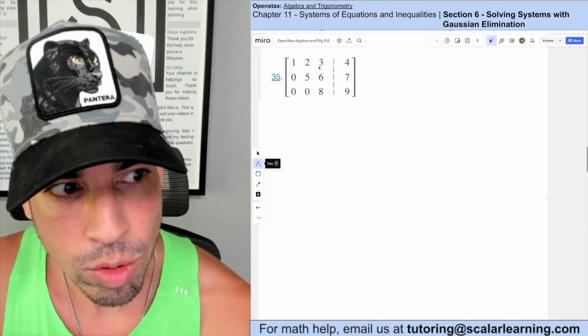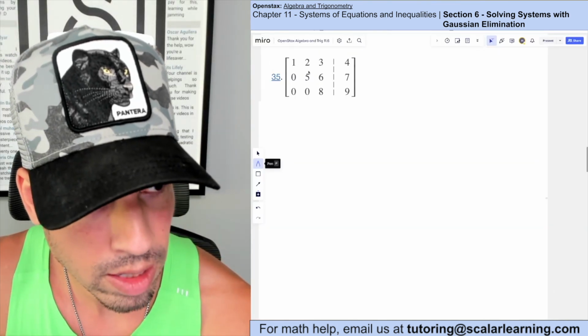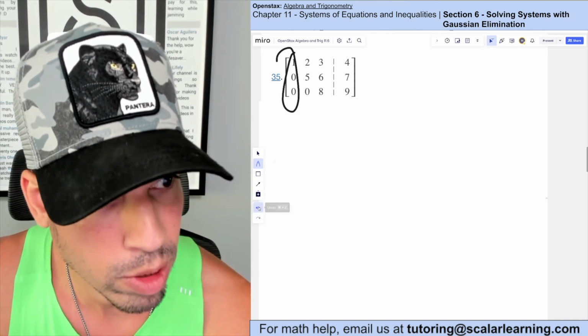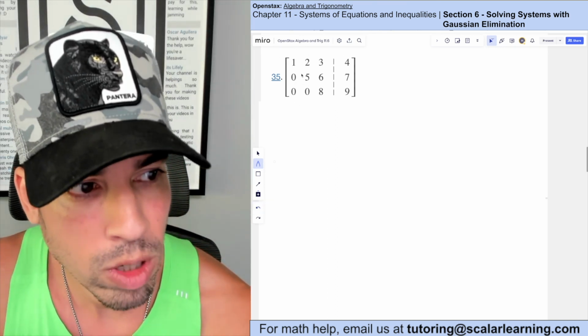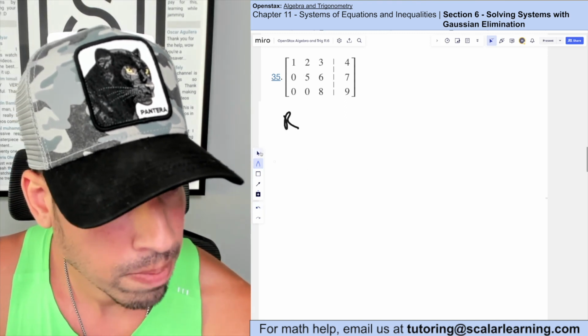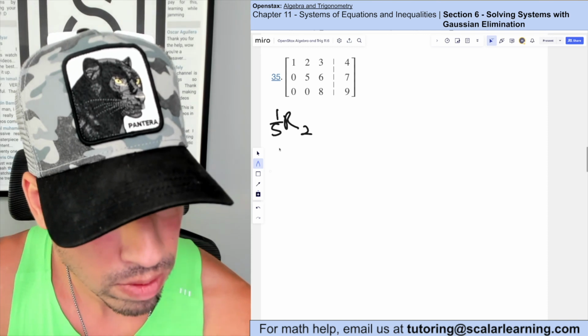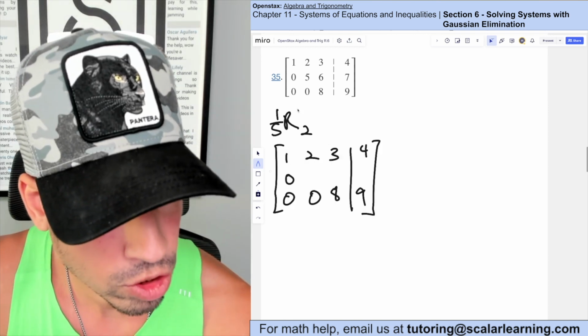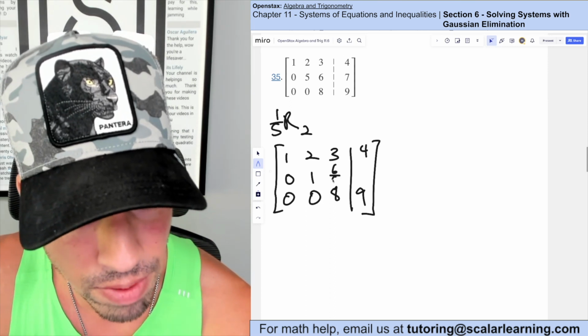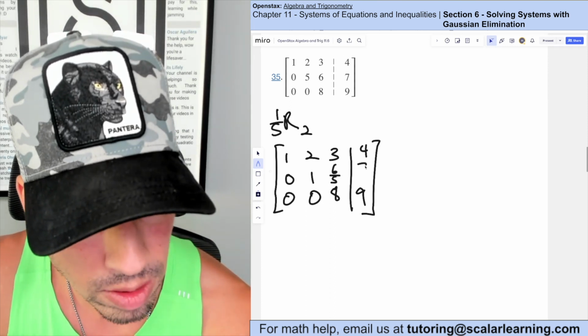Done. So for this one, for Gaussian elimination, we got to get that nice diagonal of 1s. Everything else has to flip to 0. So this column is pretty much good to go. The thing I want to work next on is flipping that to a 1. So I'm going to multiply row 2 by 1/5. Let's write that out. 1/5 times 0 is 0. 1/5 times 5 is 1. 1/5 times 6 is 6/5. And then 1/5 times 7 is 7/5.